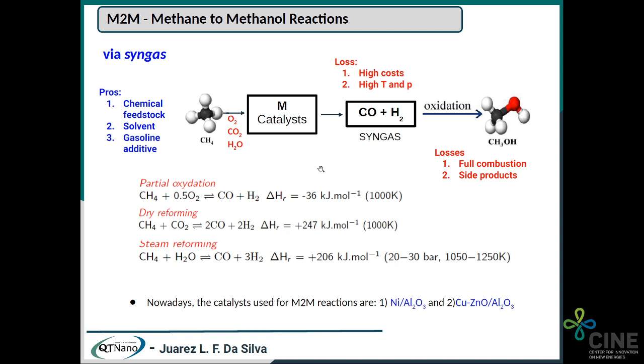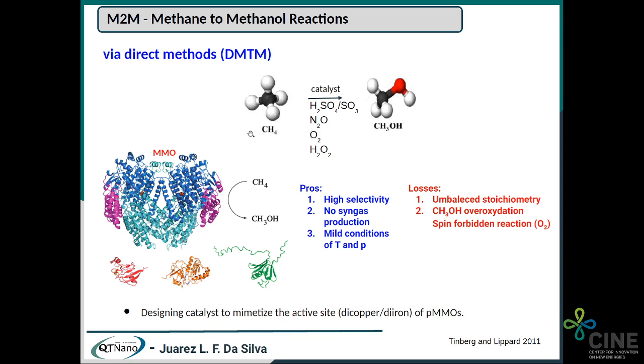The second process to obtain methanol is a direct method, which is called the DMTM method, direct methane to methanol, where any type of catalyst can be used with another source of oxygen, like O2, peroxides, and sulfuric acid. It has some pros: you can obtain methanol with high selectivity, without passing through syngas production, and it also occurs in mild conditions of temperature and pressure. However, it has its losses, like unbalanced stoichiometry. Methanol can also lead to overoxidation, and when you use molecular oxygen as the source of oxygen, with this unbalanced stoichiometry, the reaction is spin-forbidden. So you have to take into account all these effects.